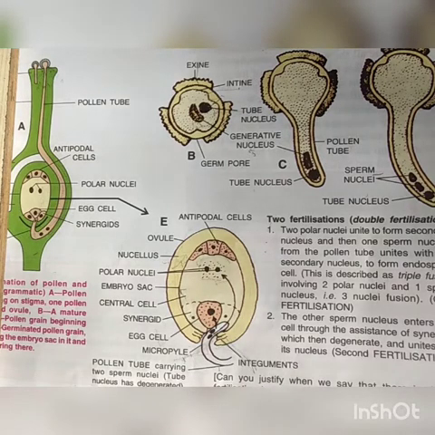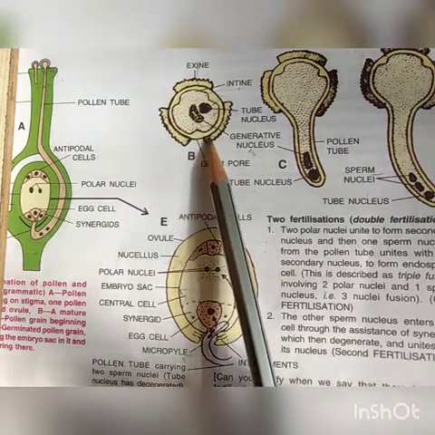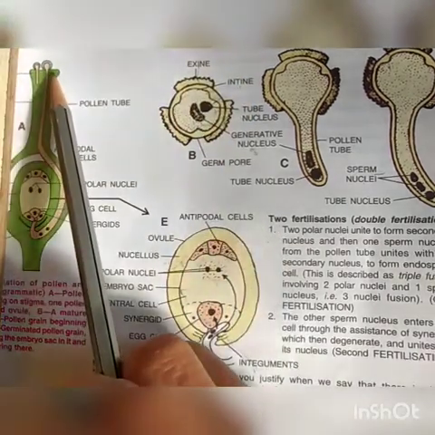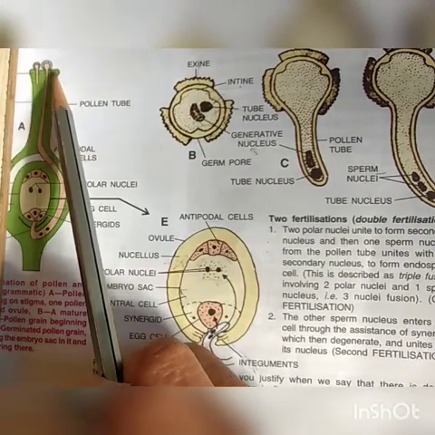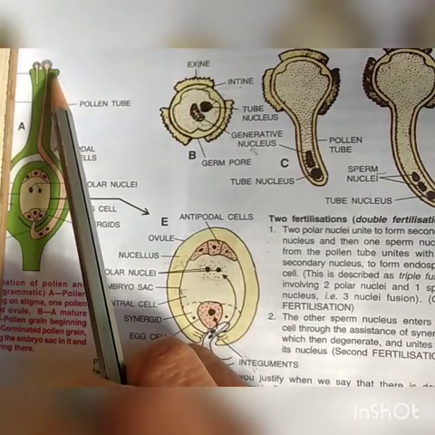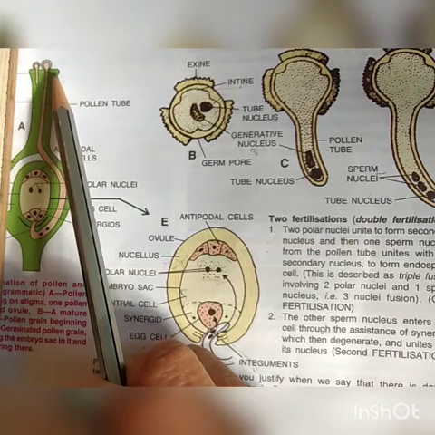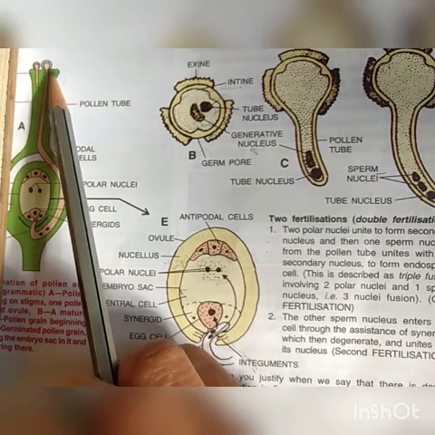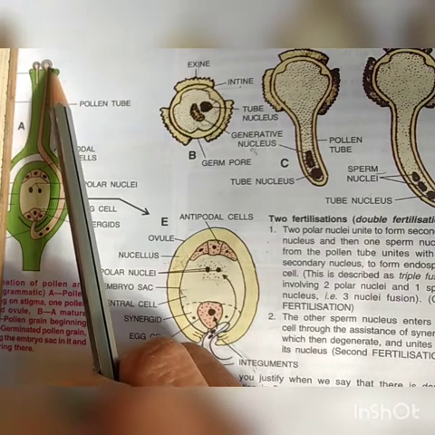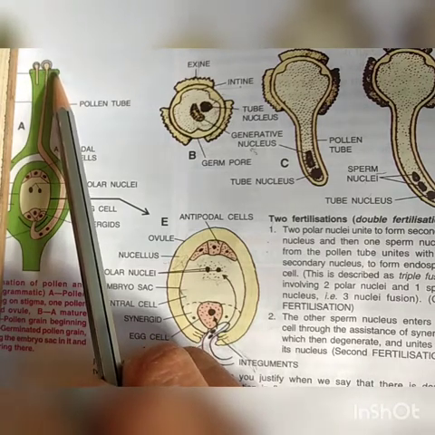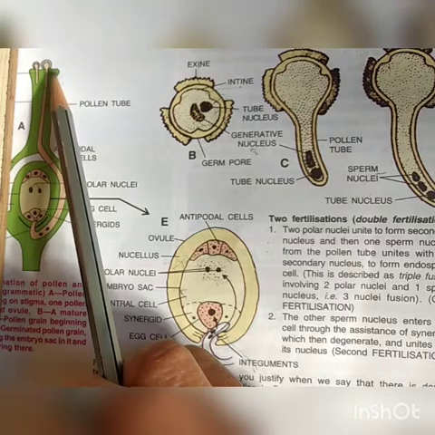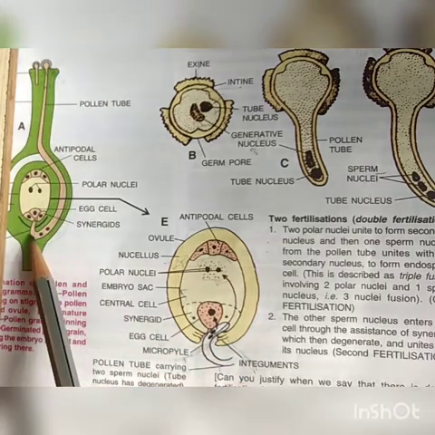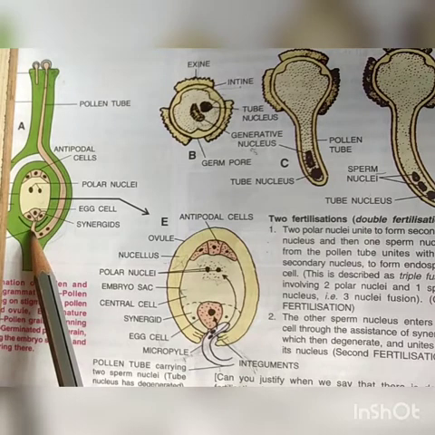So yesterday I explained the structure of pollen grains, and when the pollen grains fall on the stigma of the same species, fertilization occurs. So this is the pollen grain. When it falls on the stigma, the pollen grain uses the sugar present in the stigma as food, and a tube develops here from the pollen grain.